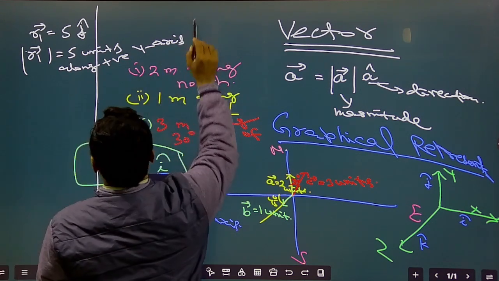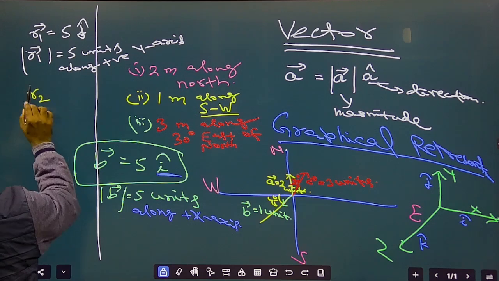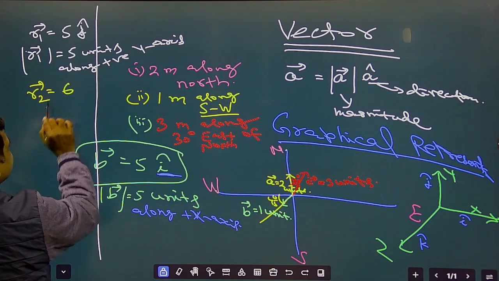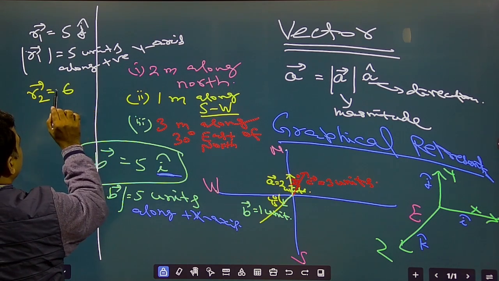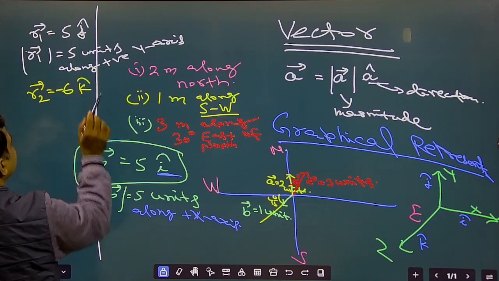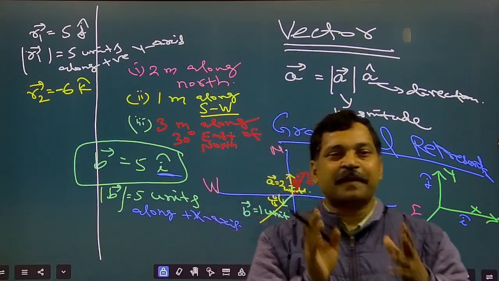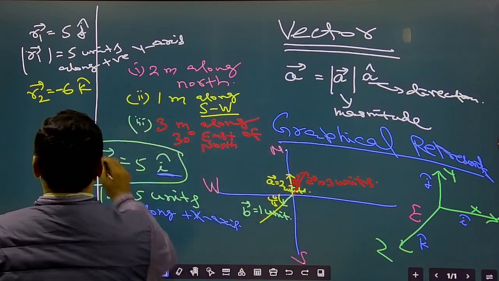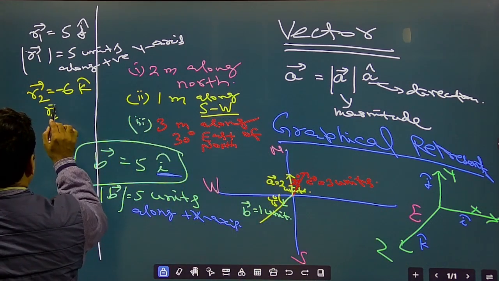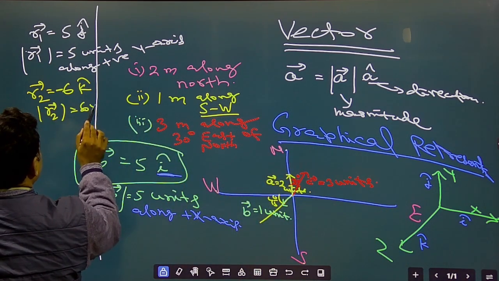Suppose I write R2 is equal to minus 6 k cap. So what do we understand here? Here the magnitude of this vector will be 6 units. So here I can write the magnitude of this R2 will be 6 units, right?